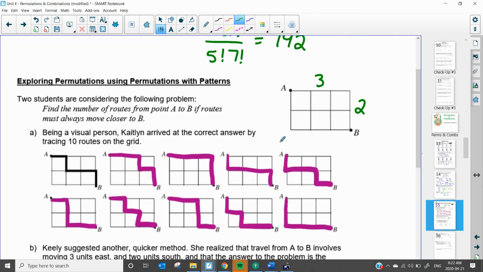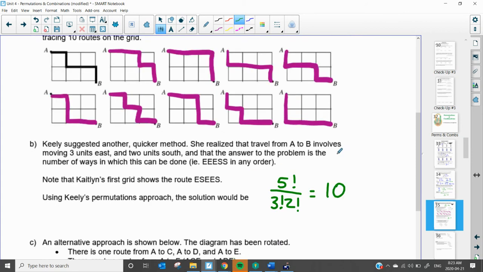And so if I were to look at this here, that's exactly what I get. I add my east and my south. 3 plus 2 is 5. So that's my total, 5 factorial. And then I divide by my repeats, 3 factorial and 2 factorial. So we're treating those easts and souths as repeats.